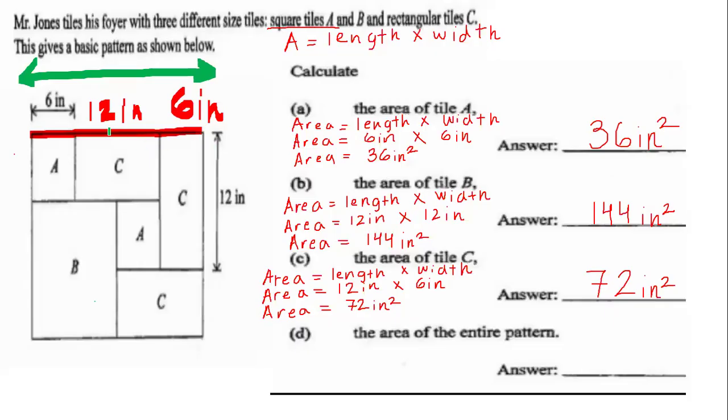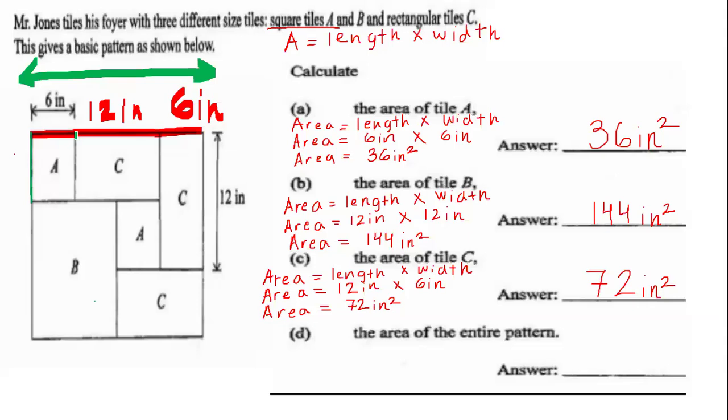Yes, sir. And how do you find 6? Do you mean this one? Yes, sir. Because you know that this is 6, right? A is 6. And you know that A is a square tile. So that means that this will also be 6, right?